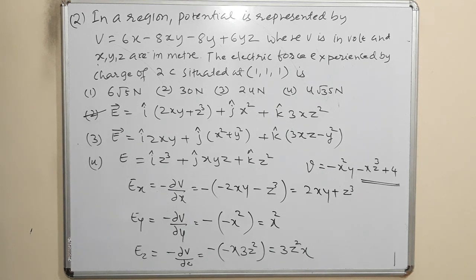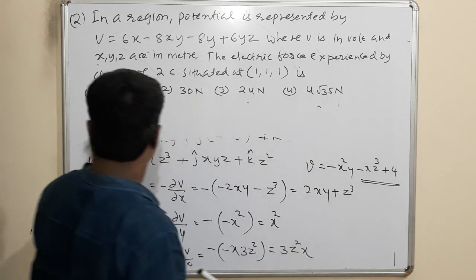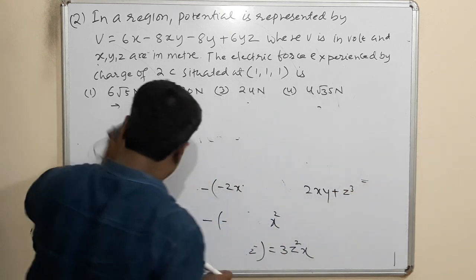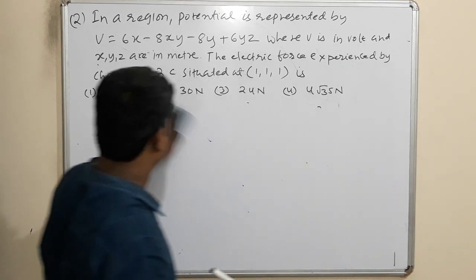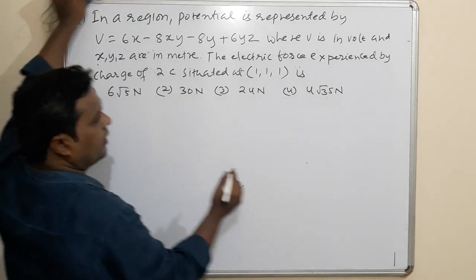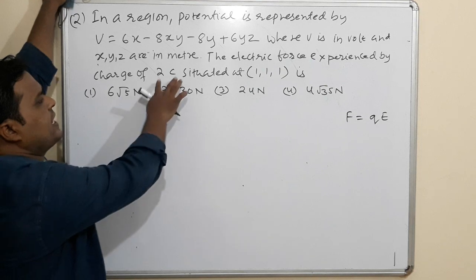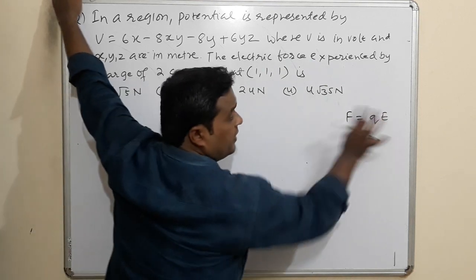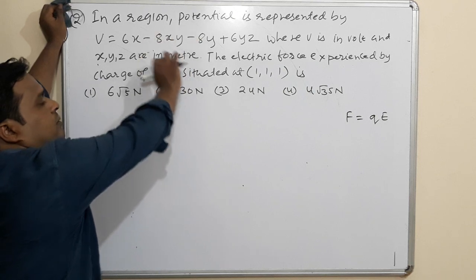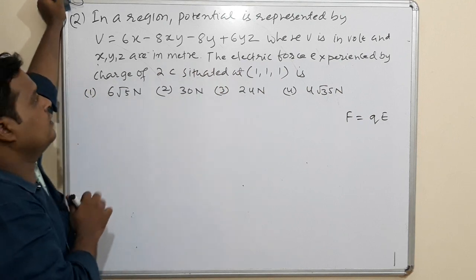We will try to solve it. We have to find the force experienced by 2 coulomb charge placed at point 1,1,1. First, you remember what is the equation of force. Force equation is charge into electric field. We know charge is 2 coulombs, but we want electric field. We want electric field at 1,1,1 because charge is placed at 1,1,1.